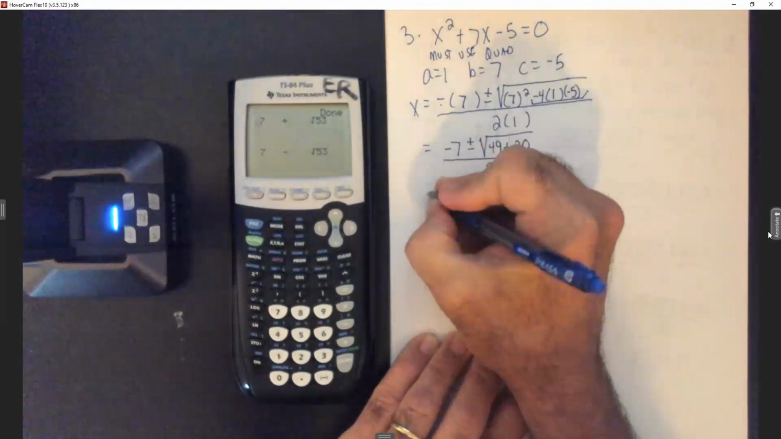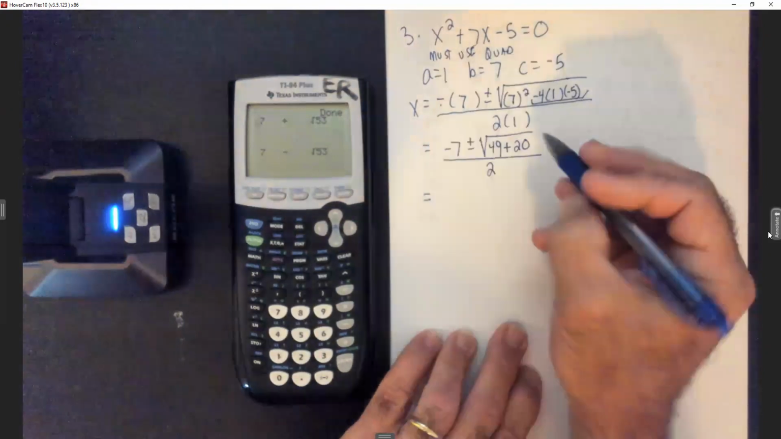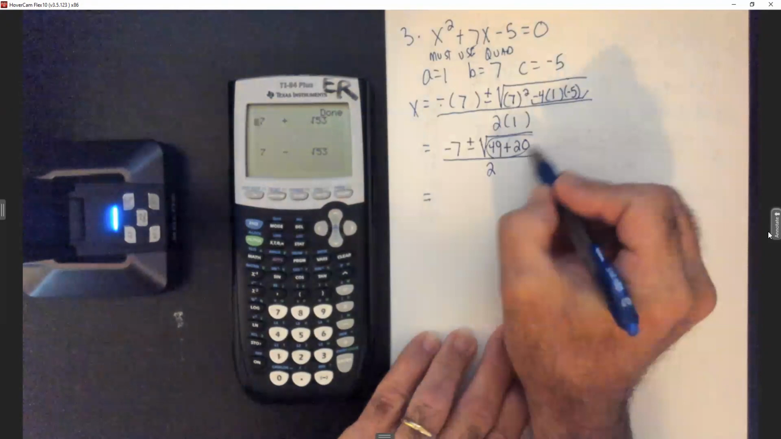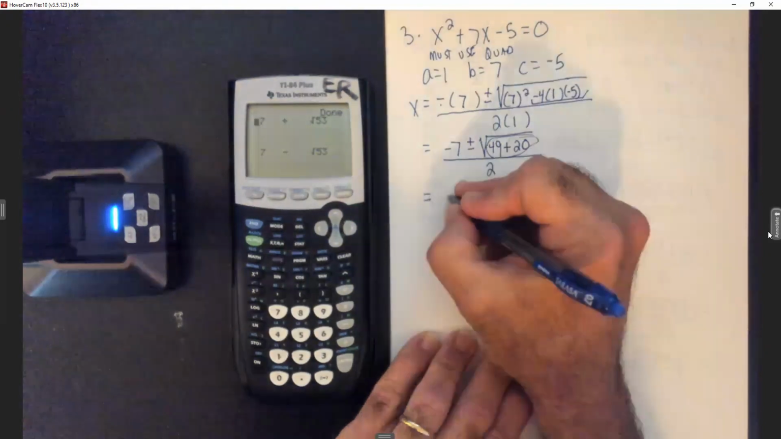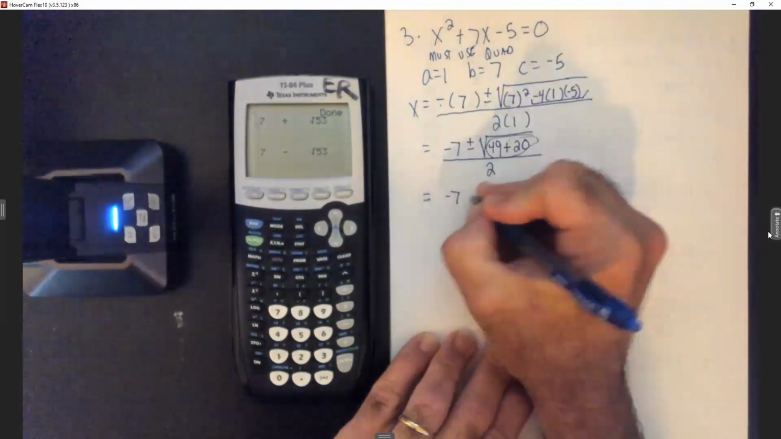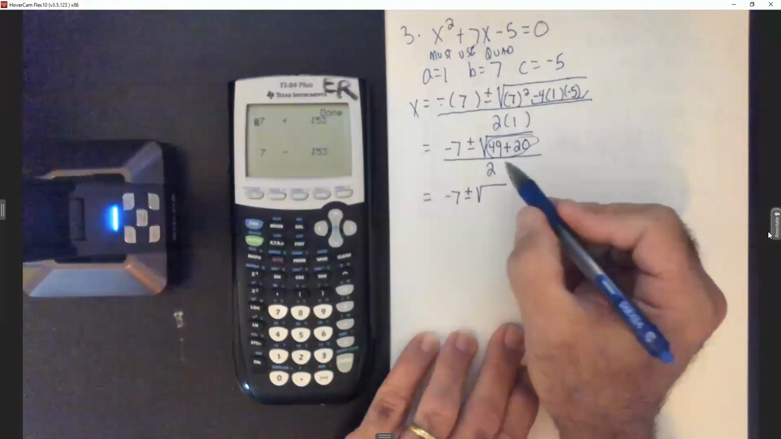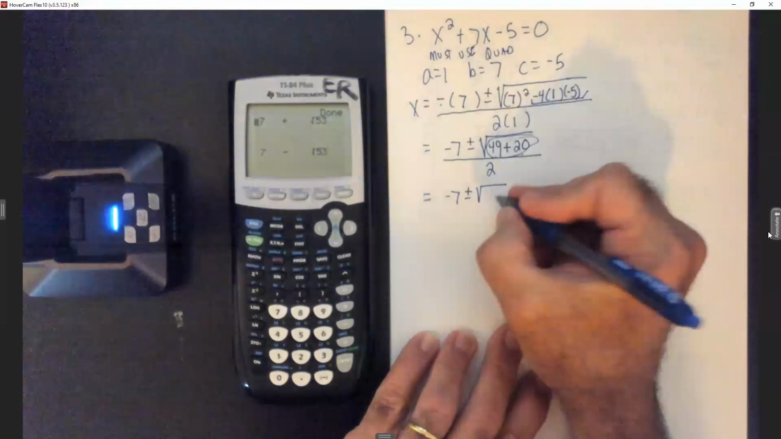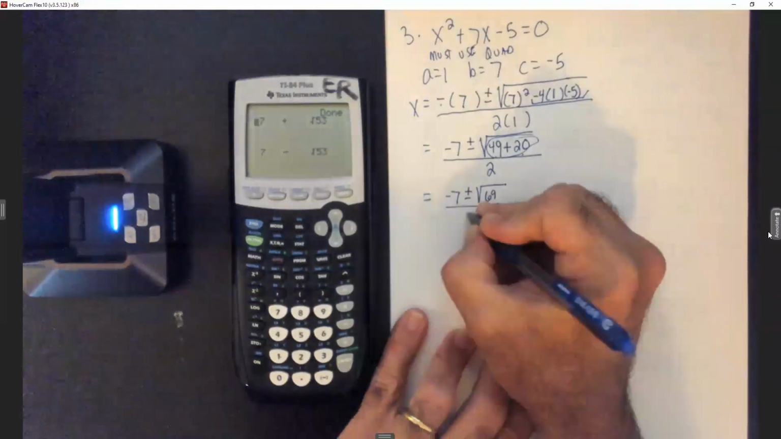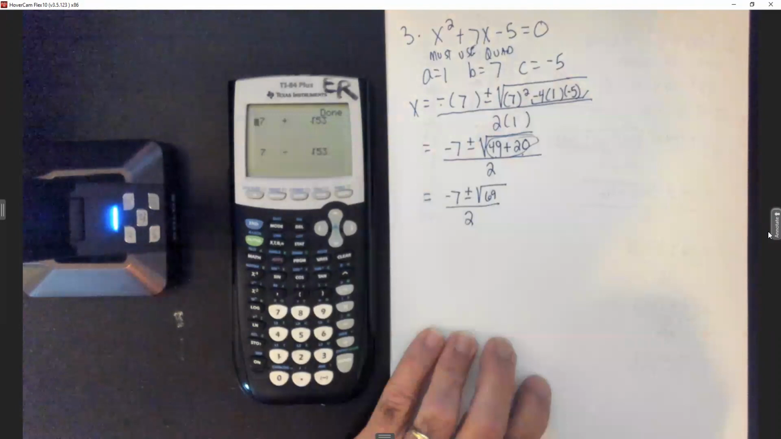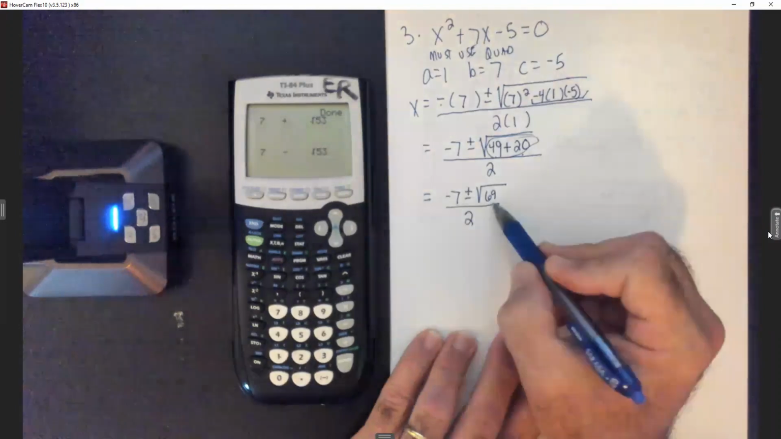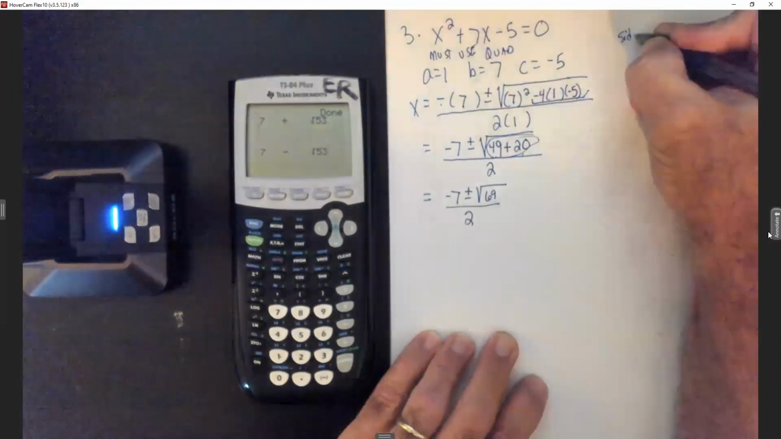All right, so now we got to add under the radical because we can't do anything else on the outside. So I get -7 plus or minus square root. Let's see, 49 and 20 is 69. All that's over 2. So notice now I'm at the point where I got to simplify that radical. So I'm going to go up here and do my side work.